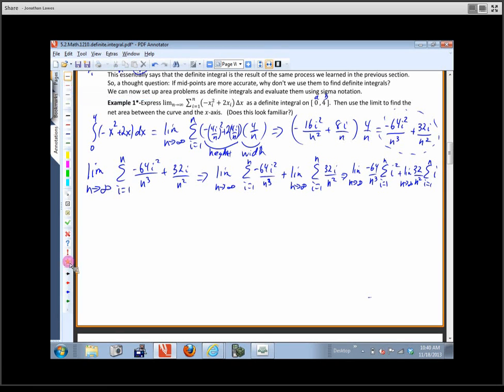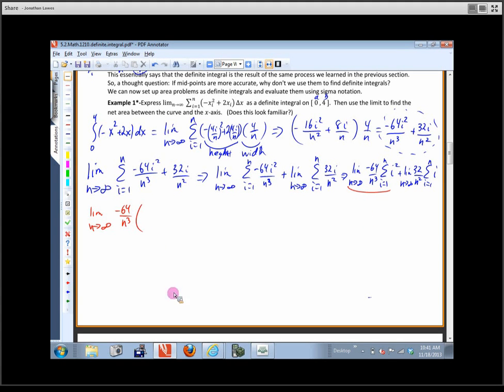Okay, now I'm going to change colors for this. I'm going to do this one in red. So we've got a limit as n approaches infinity, negative 64 over n cubed, and then I've got the sum from 1 to n of i squared. That's the sum of the squares of the first n integers, right? That's at the top of that second page, I think, in 5.1.